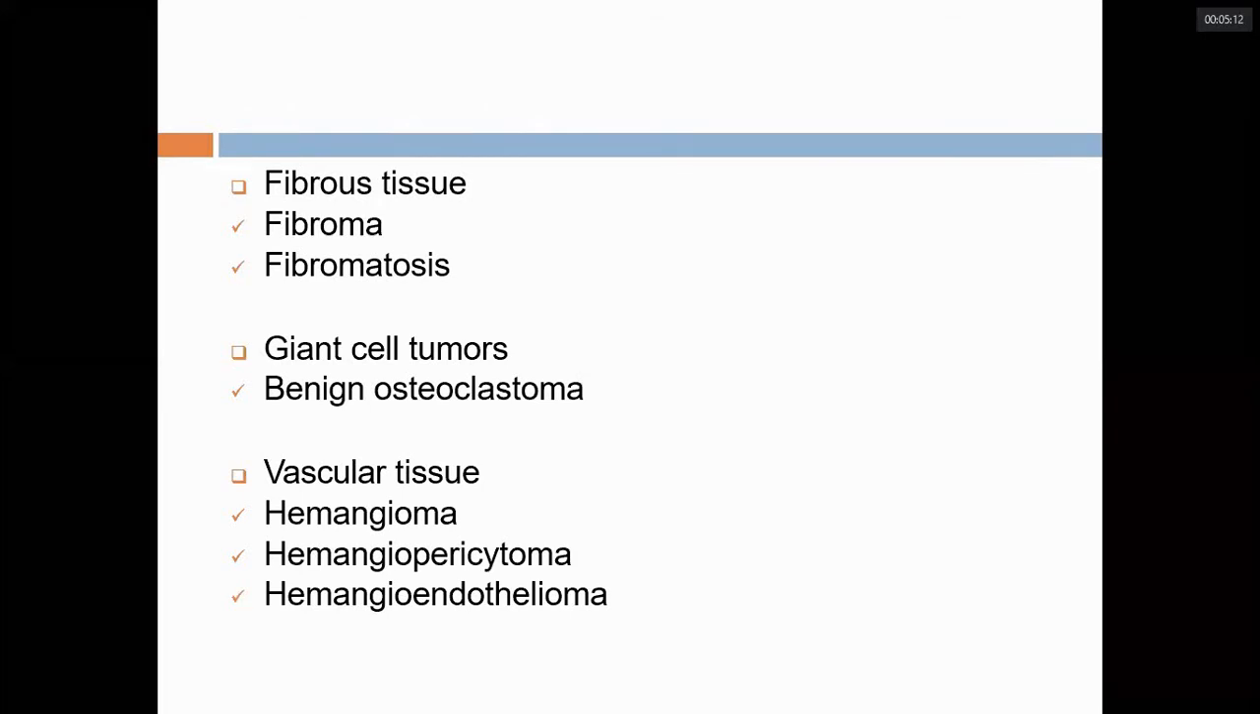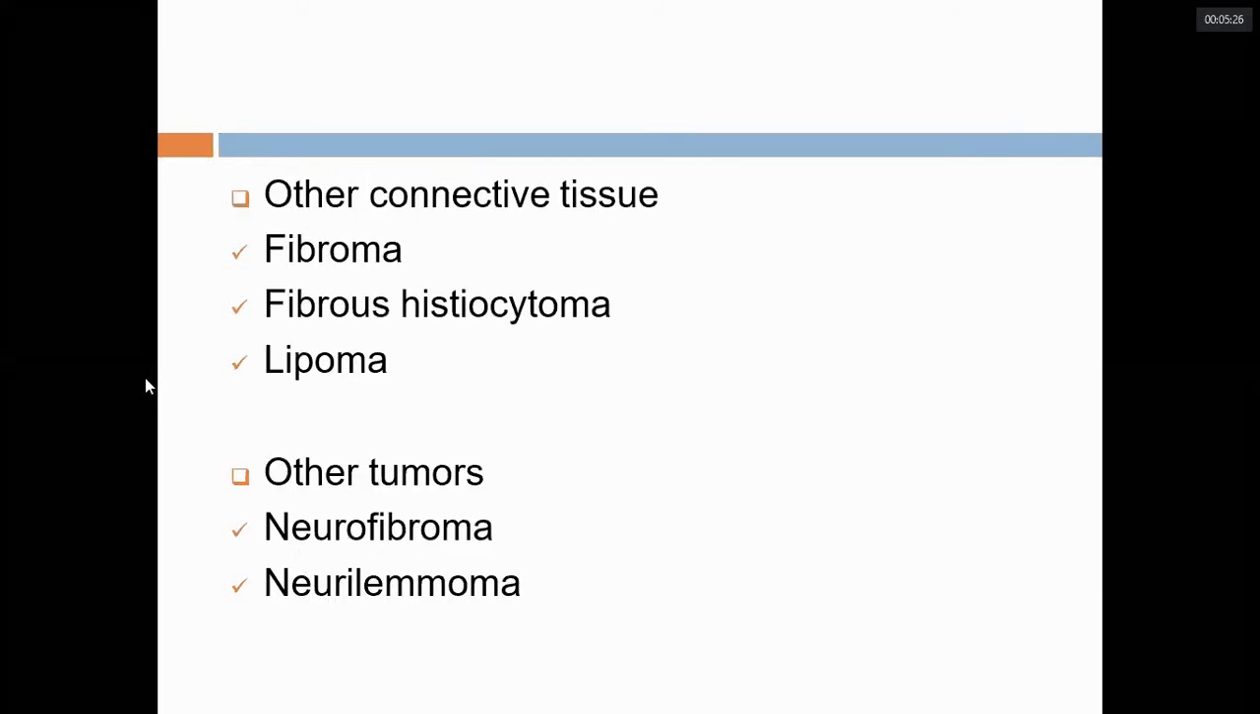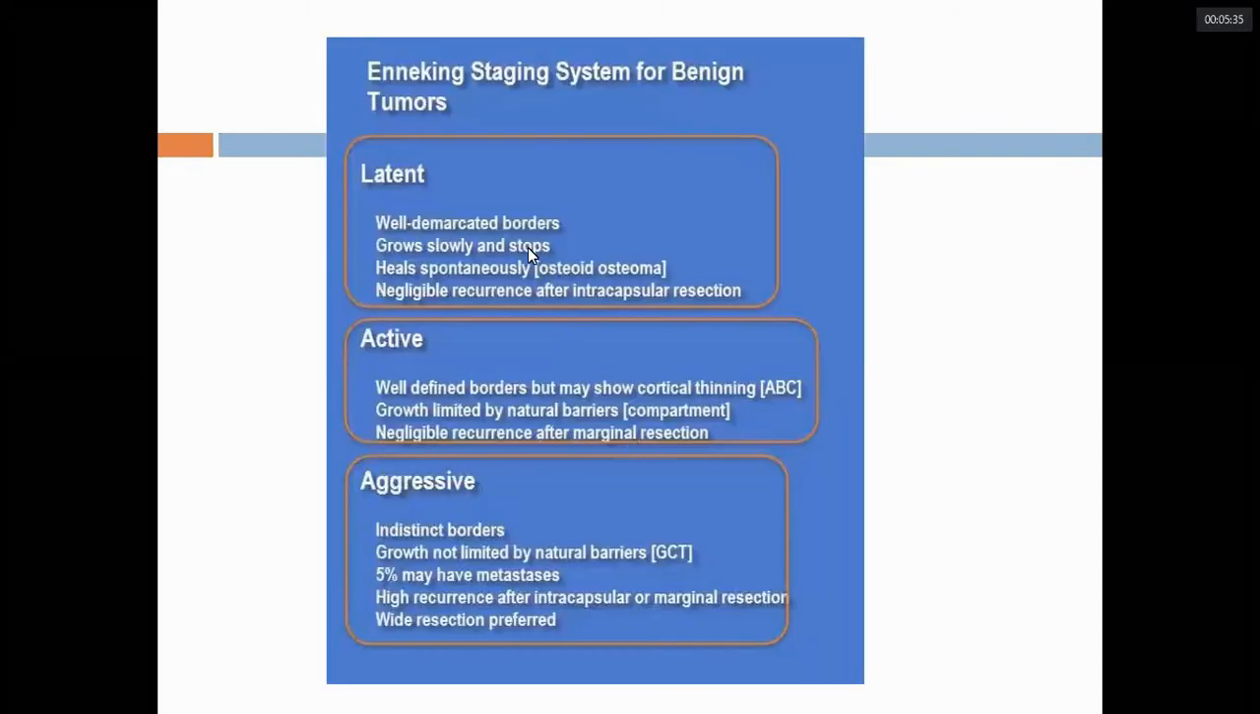It's benign, and it has a malignant variant also. Benign vascular tissue tumors are hemangioma, hemangiopericytoma, and hemangioendothelioma, and other connective tissue tumors include fibroma, histiocytoma, lipoma, neurofibroma and neurilemmoma. This is one of the important classifications.